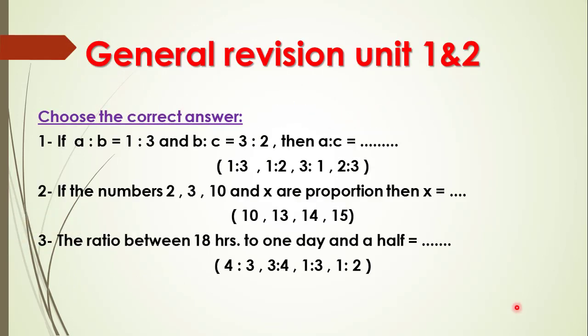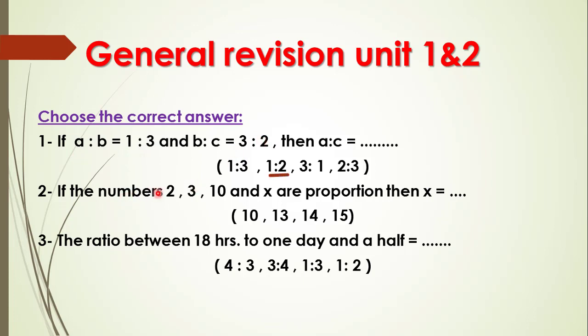Choose the correct answer. If A to B equal 1 to 3, B to C equal 3 to 2, then A to C equal. Here we have the second term. Here is the same as the first term here, so I'll cancel 3 with 3. So A to C equal 1 to 2. This is the first one.